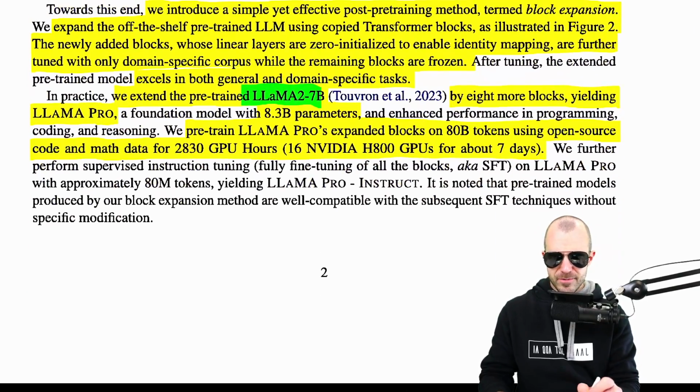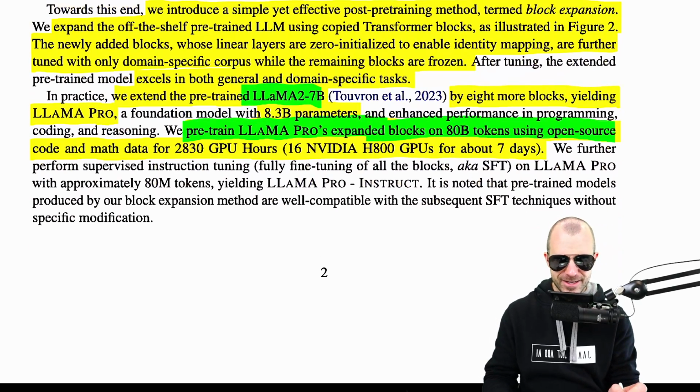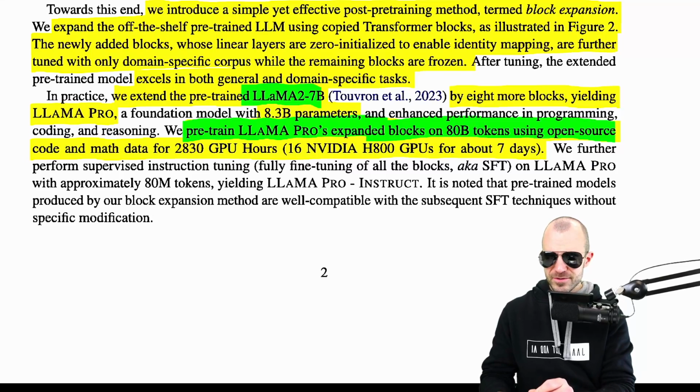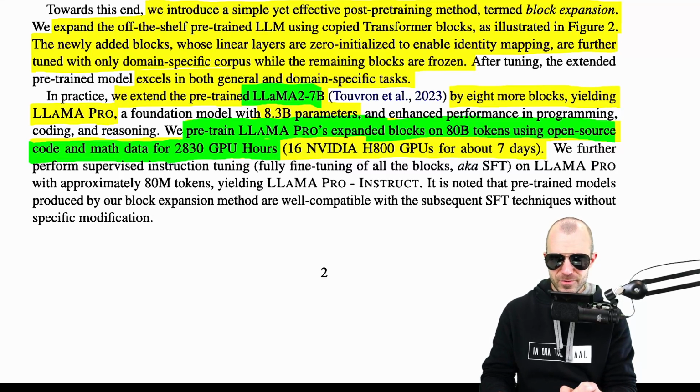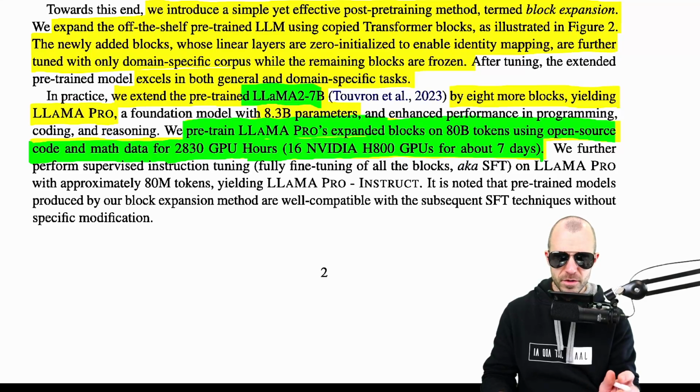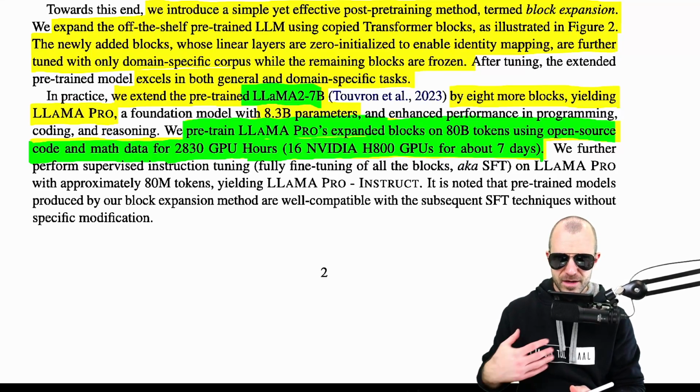So we extend LLaMA 2B. We pre-train the expanded blocks on 80 billion tokens using open source code and math data for 2,830 GPU hours, 16 NVIDIA H800s for about 7 days. Do H800s exist? I thought those were H100s, honestly. If it is, I'm not aware of any GPU that's called an H800. Maybe I'm completely ignorant.